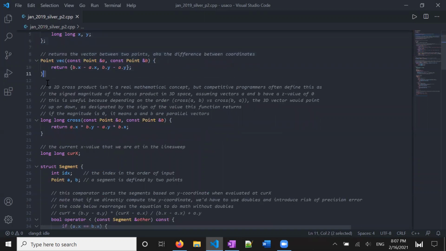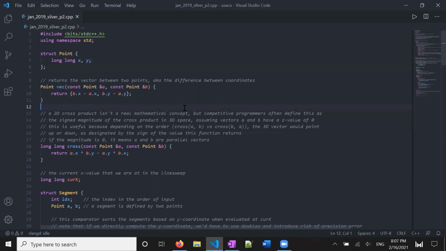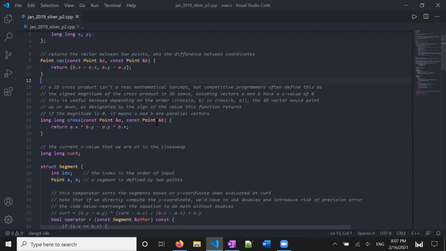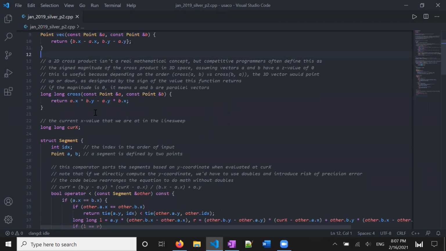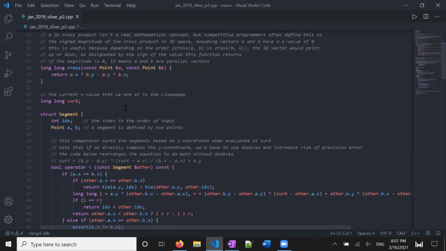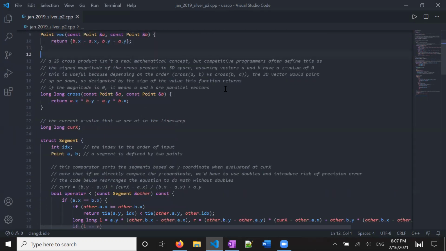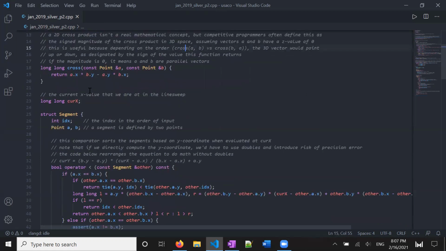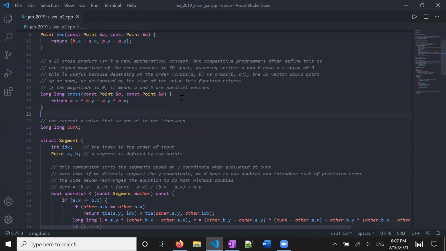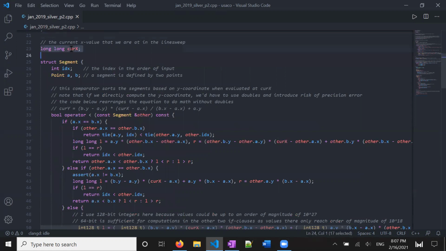I have a method for vec, which is just taking a difference between the points, and that's needed for all the fancy cross product stuff I'm doing in order to compute the line segment intersection. So this is all just some library code that I don't want to get too much into. I do put more in-depth comments here explaining what they mean if you want to look at the code later.